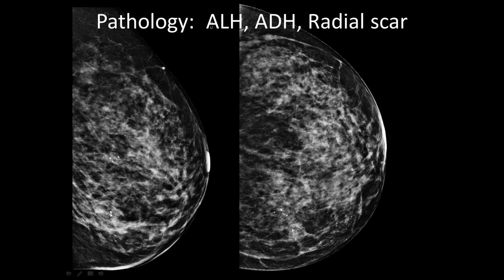So we did the biopsy. We placed the clip. Here it is. And this was atypical lobular hyperplasia, atypical ductal hyperplasia, and a radial scar. And this needs to go to surgery.